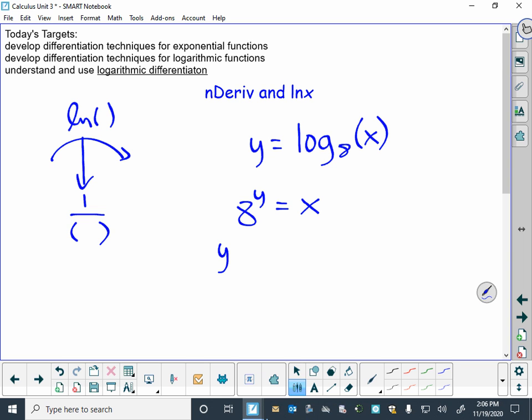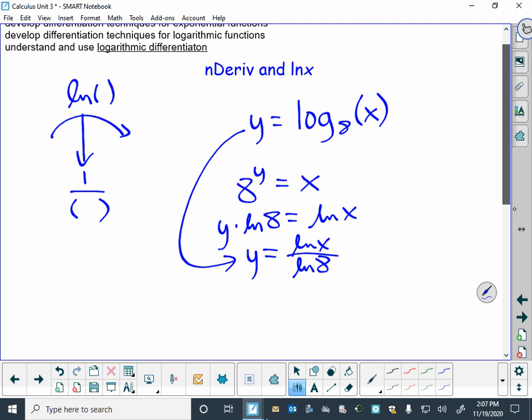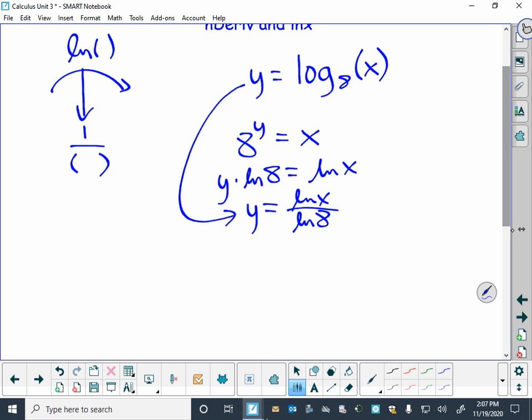And if we hit each side with a logarithm, we get y times the natural log of 8 is equal to the natural log of x. So y, which is this same y, is equal to the natural log of x divided by the natural log of 8. So it again just becomes a vertical stretch or compression depending on what that value comes out as. Okay, we know natural logs can also be negative, so there could be some kind of reflection coming out of there as well.